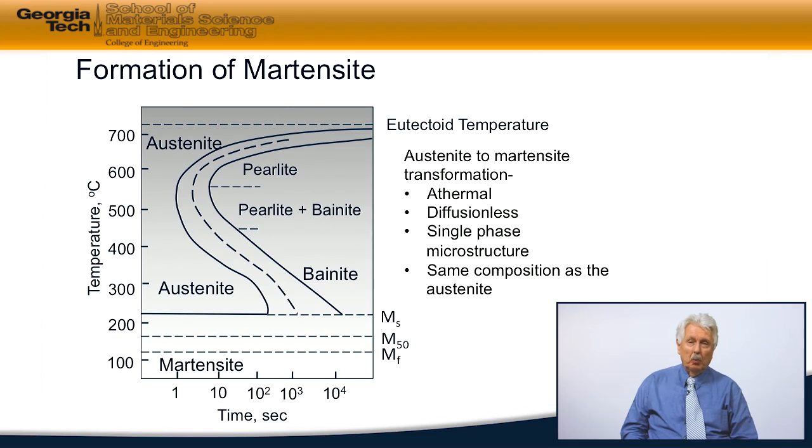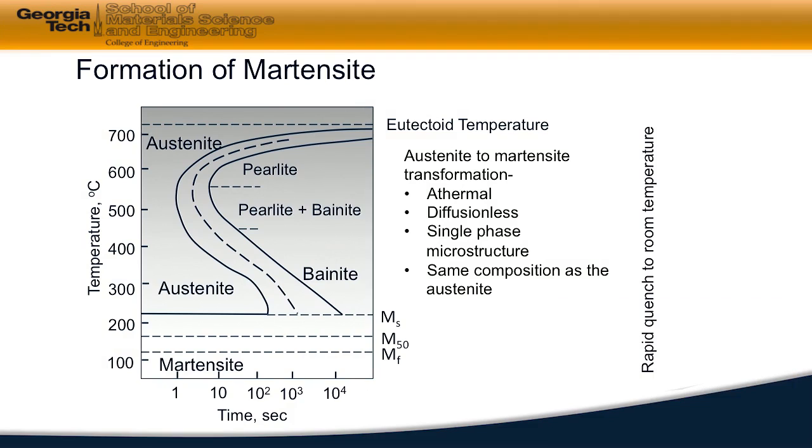But there's one thing that we'll talk about later on, and that is the dramatic difference in the strength of those two phases associated with the formation of this martensitic structure. So we quench it rapidly, and we go below the martensite finish, and what we're going to wind up with is a high-strength material that is made up of these regions of martensite.